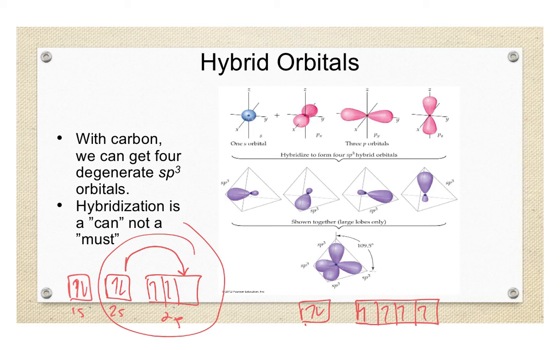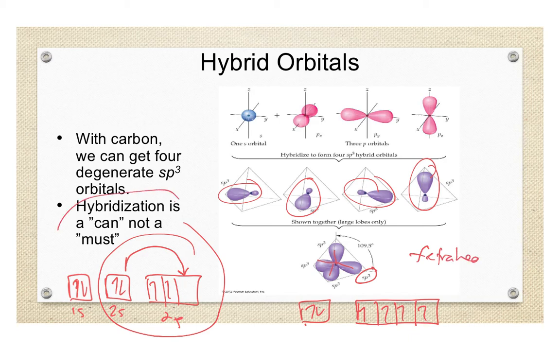Okay? If we do that, we then again end up with 4 hybrid orbitals. If we make them overlap, they're going to end up 109.5 degrees apart from one another. Okay? That, once again, is sp3 and gives us a tetrahedral geometry.